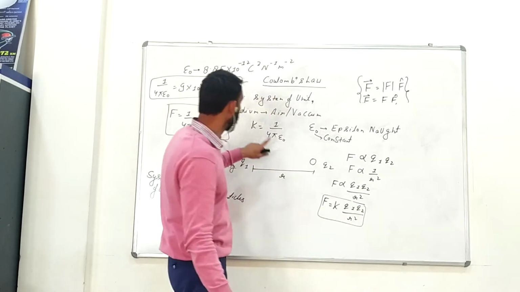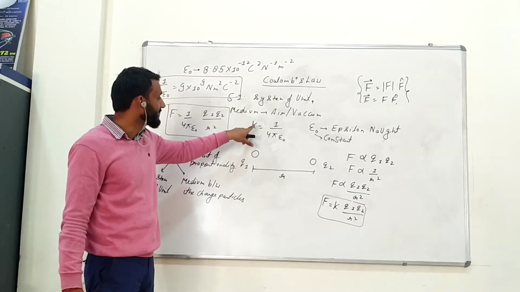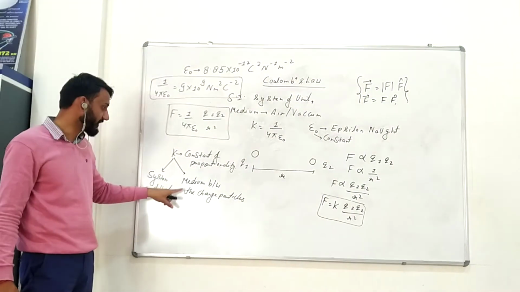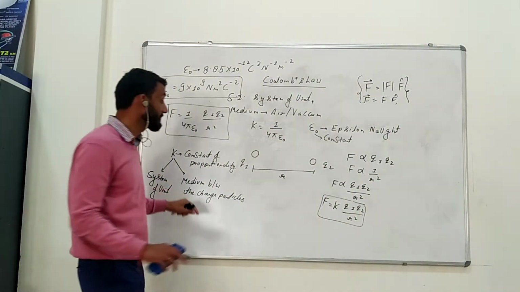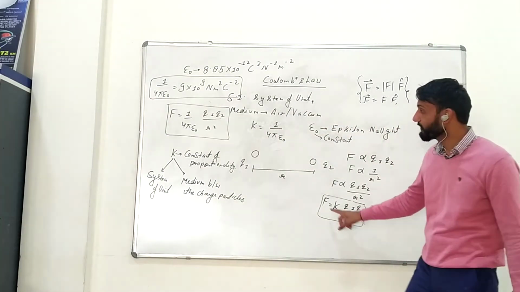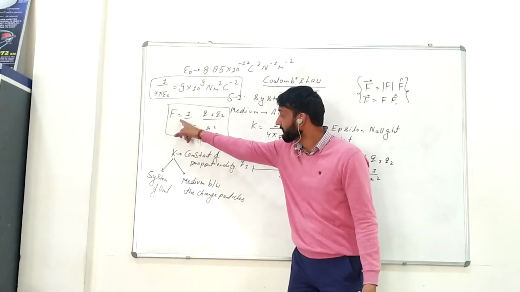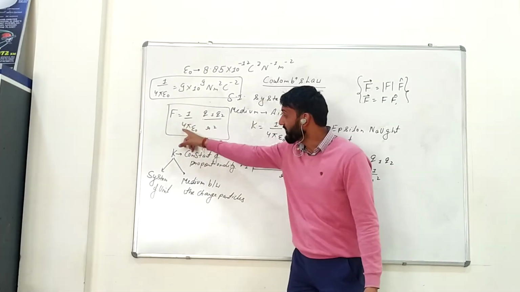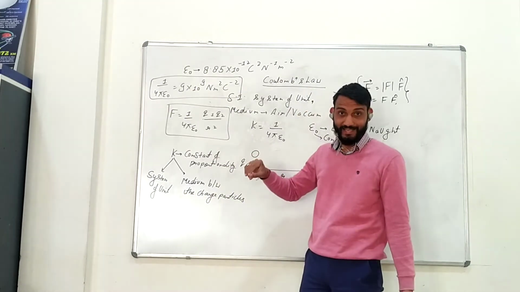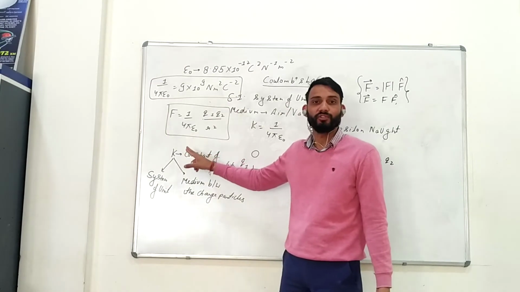But from this value K, I could understand that this K depends on the medium between the two charged particles. So this force depends on K. The value of K is 1 upon 4 pi epsilon naught. So this K depends on the medium between the two charged particles, and so the force also depends upon the medium between the two charged particles.